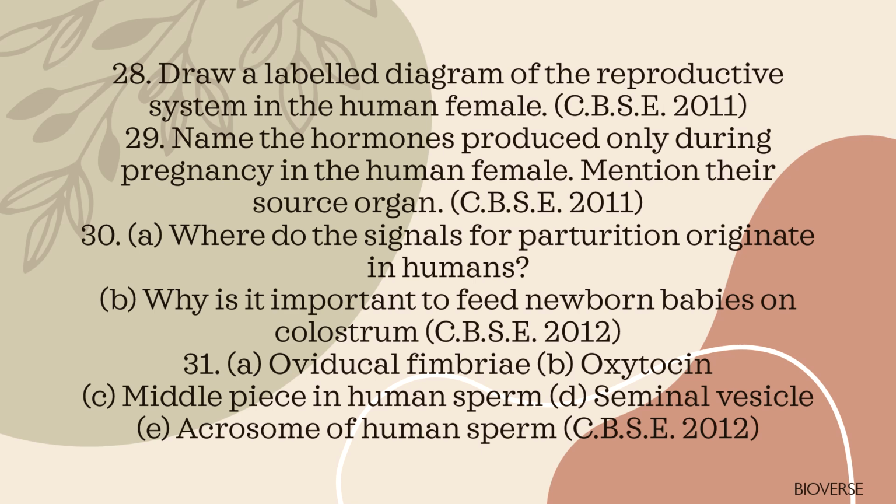Question 30. A. Where do the signals for parturition originate in humans? B. Why is it important to feed newborn babies on colostrum? Answer. A. The signals for parturition originate from the fetal brain, especially the hypothalamus, and the uterus. B. Colostrum is rich in antibodies, proteins, and nutrients, which protect the newborn from infections and boost immunity.